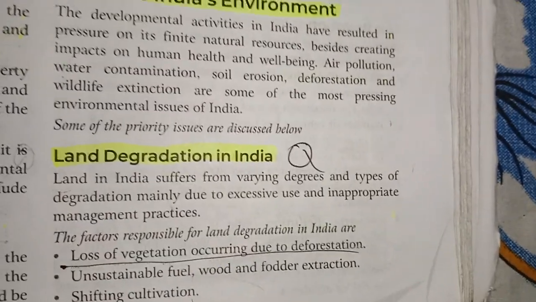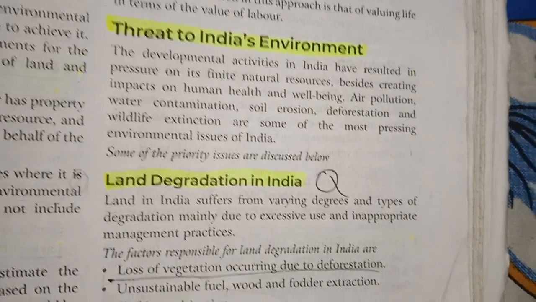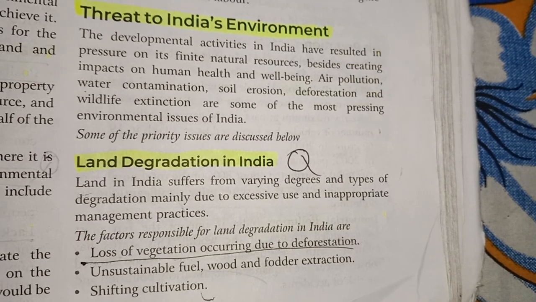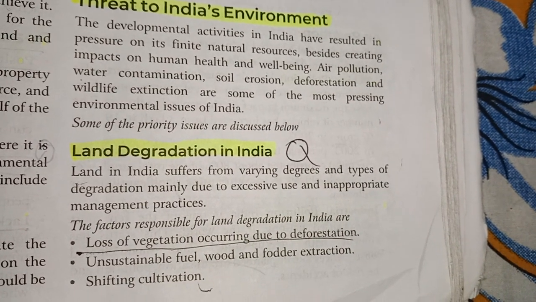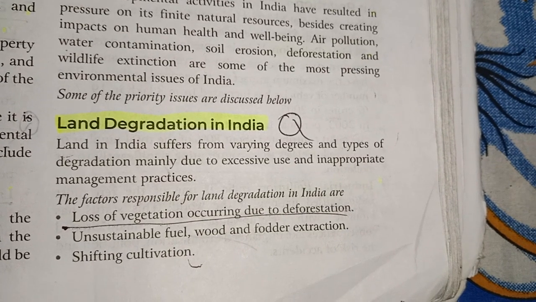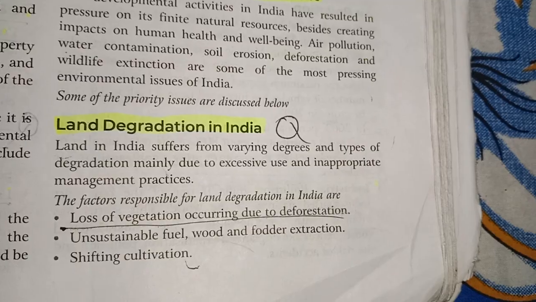Land degradation in India. Land in India suffers from varying degrees and types of degradation, mainly due to excessive use and inappropriate management practices. The factors responsible for land degradation in India are loss of vegetation occurring due to deforestation, unsustainable fuel, wood and fodder extraction, shifting cultivation.